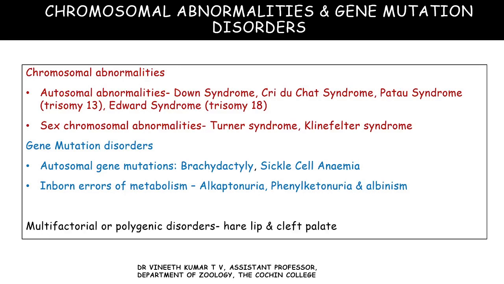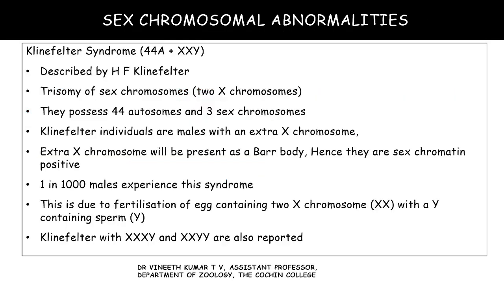Today we will be discussing the different types of chromosomal abnormalities. So we'll be discussing two different syndromes, Turner syndrome and Klinefelter syndrome, and these are due to sex chromosomal abnormalities. Coming to the first one, that is Klinefelter syndrome.